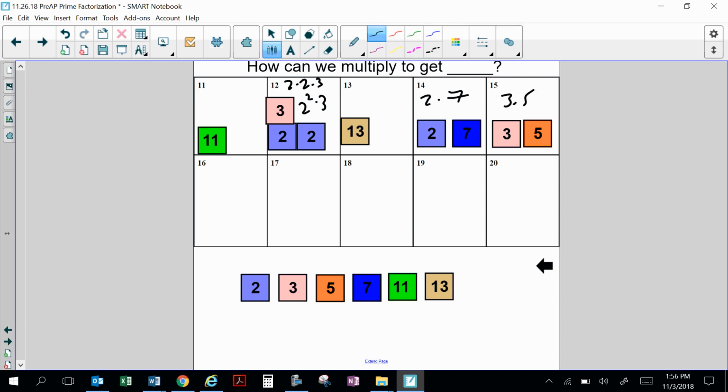How can we multiply to get 16? Now this is where it takes a little more thinking. There are several ways you can multiply to get 16. You can say 2 times 8. Maybe you'd rather say 8 times 2. Maybe you'd rather say 4 times 4. So which one do you want to use? 4 times 4? Fine, we'll use 4 times 4.